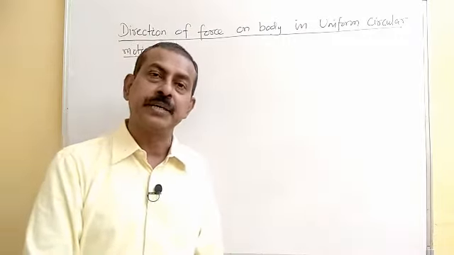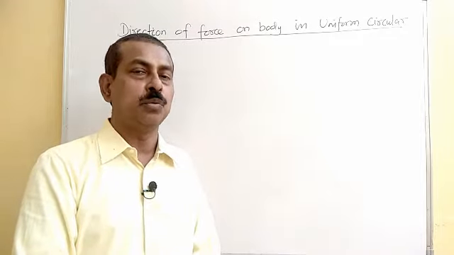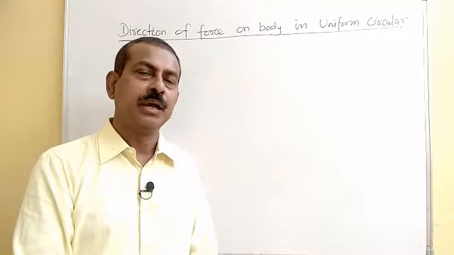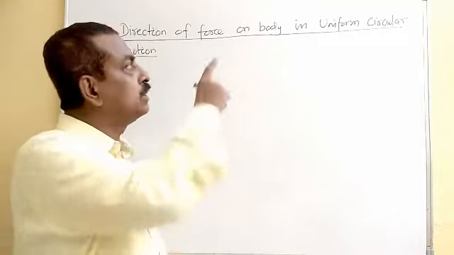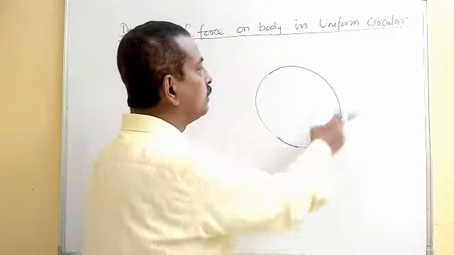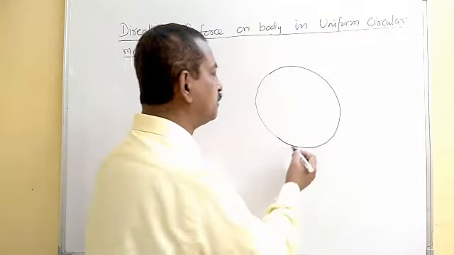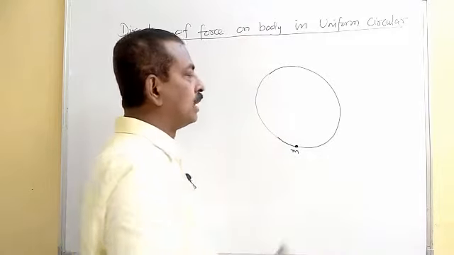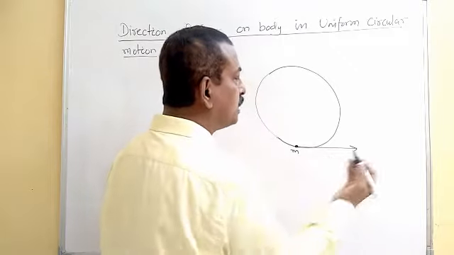Once we have said that a force is essentially needed to keep a body moving along the circular path, what is the direction of that force? So let's take the case for the direction of force in uniform circular motion. Let's assume we have a body moving along the circular path with uniform speed. Suppose the mass of the body is m, and it is moving with the speed v.